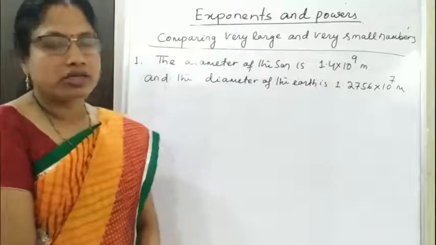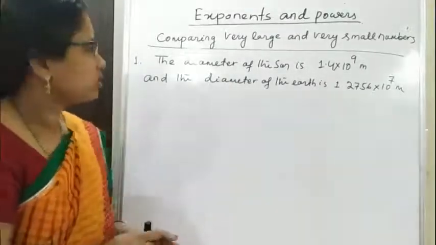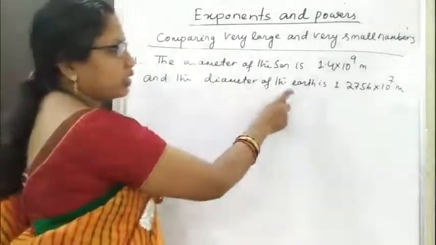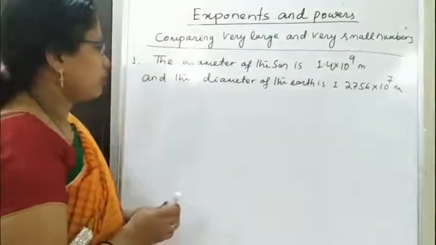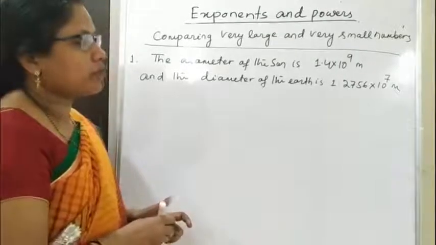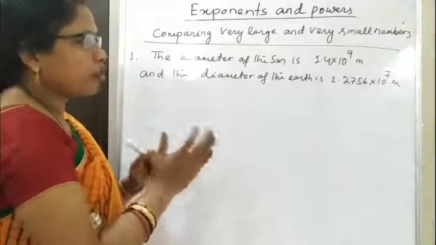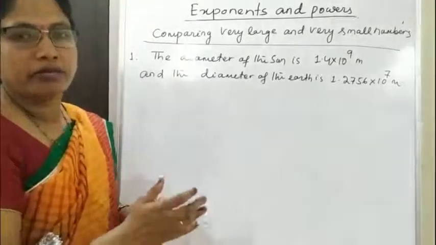Let us discuss how to compare very large numbers and very small numbers. Here is an example. The diameter of the sun is 1.4 into 10 to the power 9 meter, and the diameter of the earth is 1.2756 into 10 to the power 7 meter. So we have to compare the diameter of the sun and the diameter of the earth.